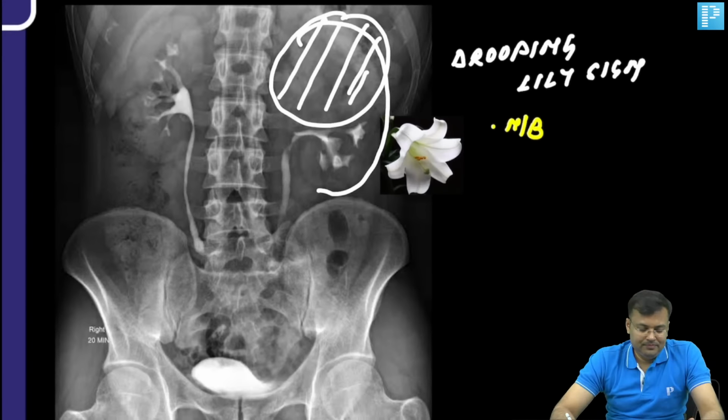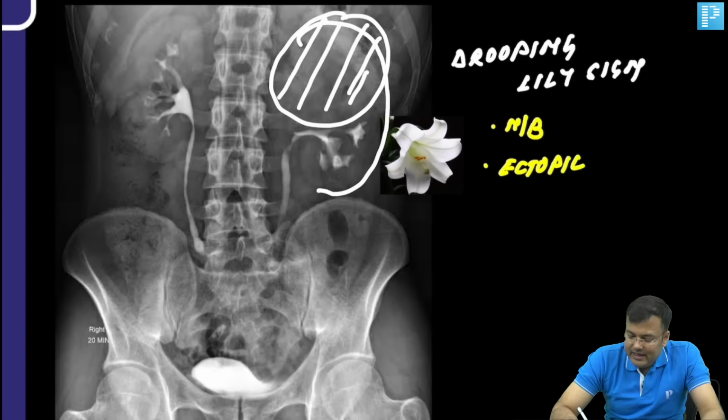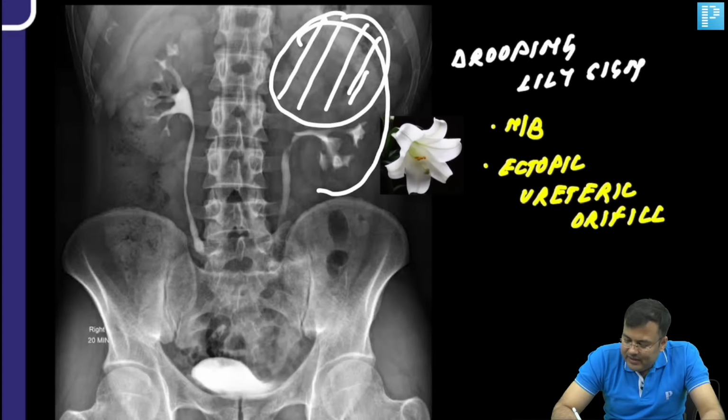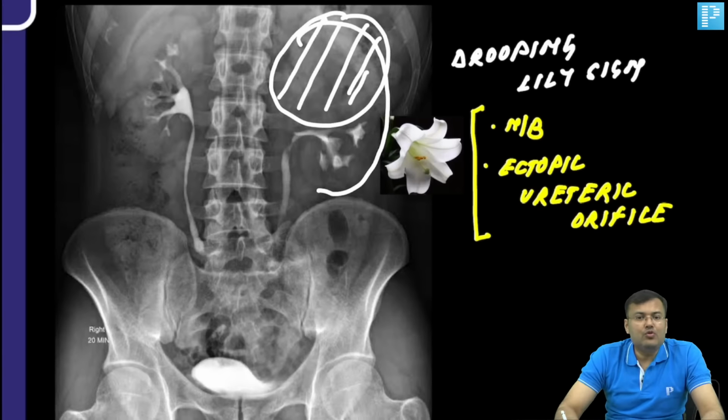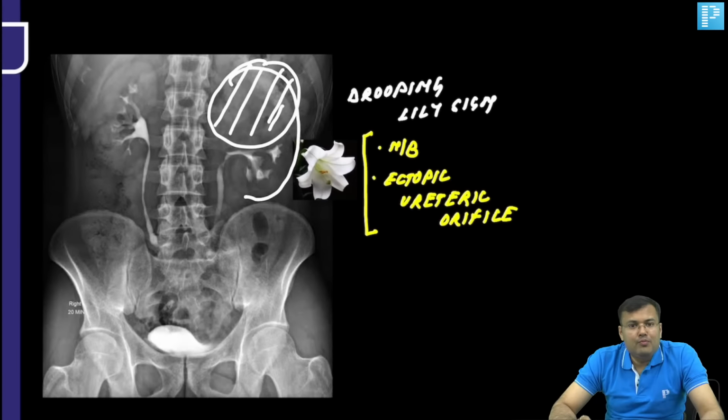What condition? Ectopic ureteric orifice. So, whenever there is ectopic ureteric orifice, the patients who are having ectopic ureteric orifice, in that case also there is drooping lily sign. So, this is drooping lily sign. Okay, very very important, drooping lily sign.